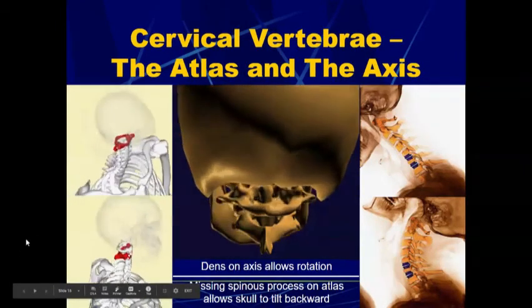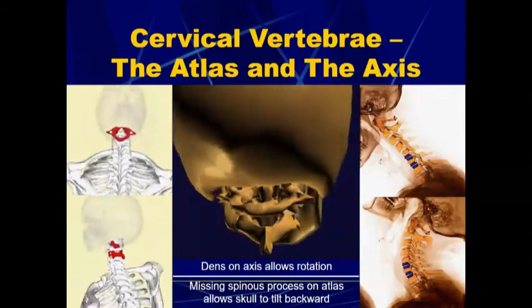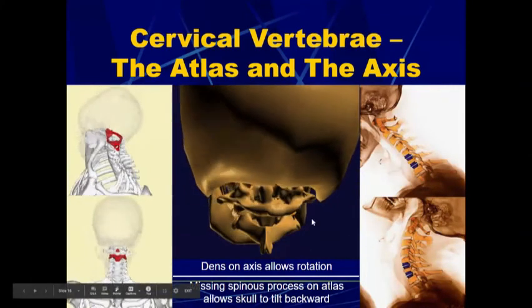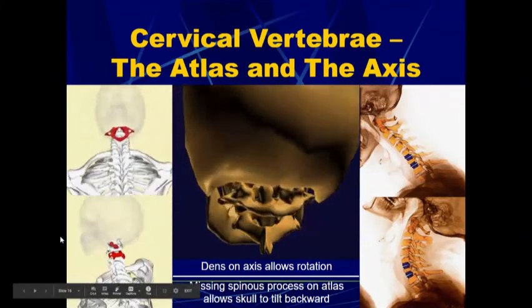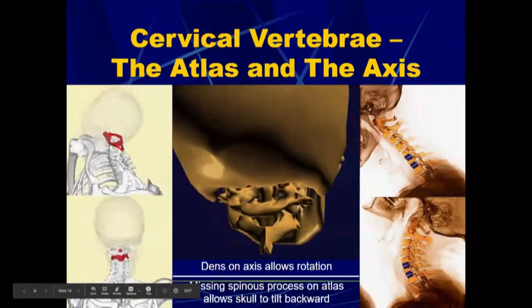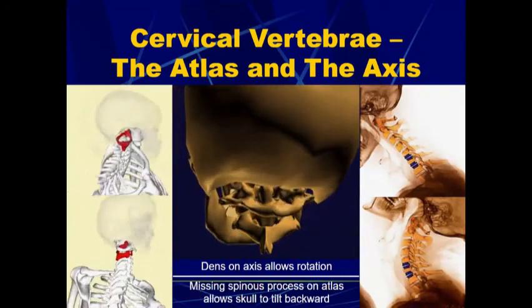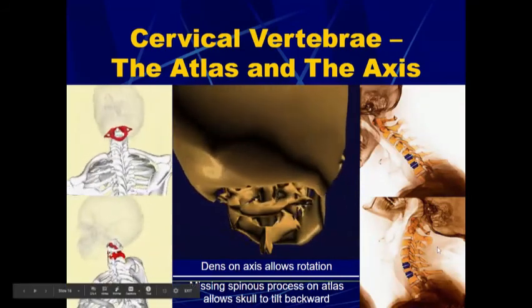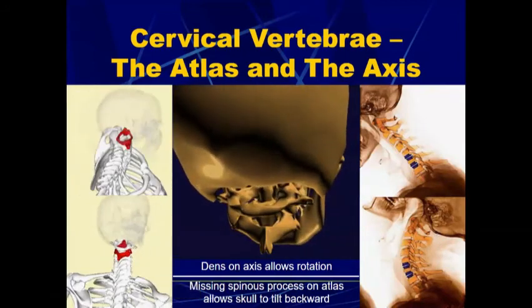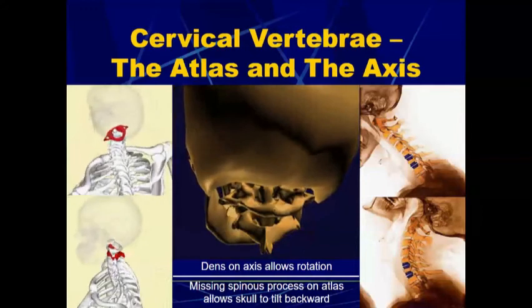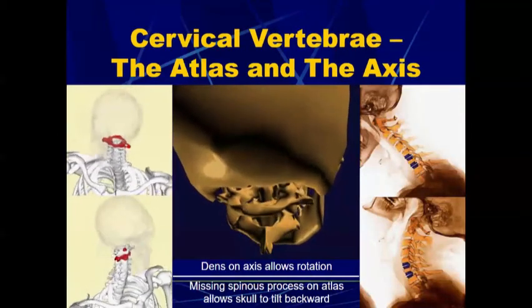So this is showing the atlas and the axis, and how we are able to have that rotation, and that's because of the dens that we see on the axis. The missing spinous process on the atlas is what allows your skull to tilt backward. If it had the spinous process, we wouldn't have that backward tilt ability because it would get in the way.